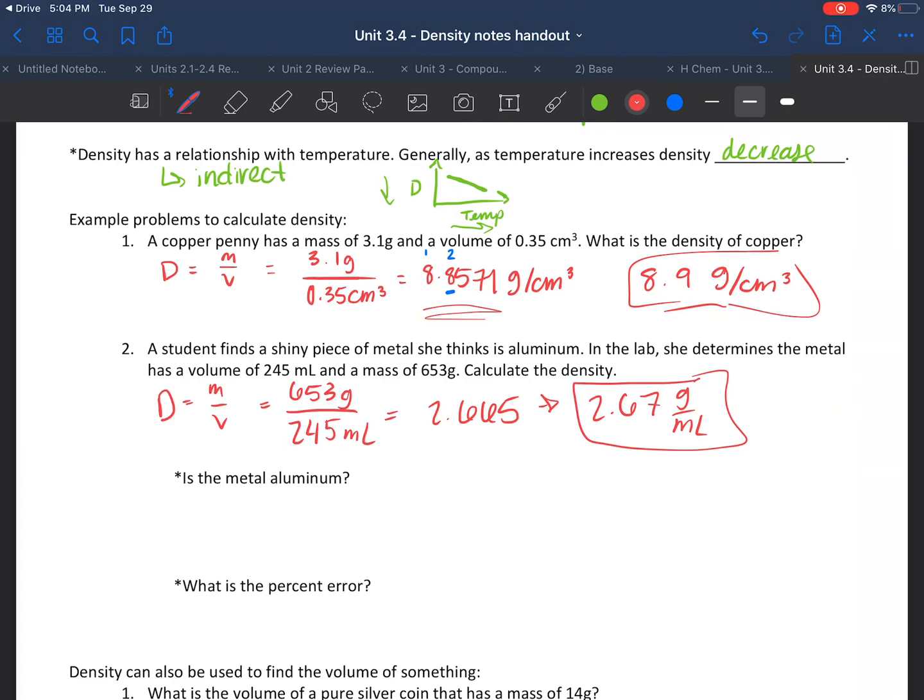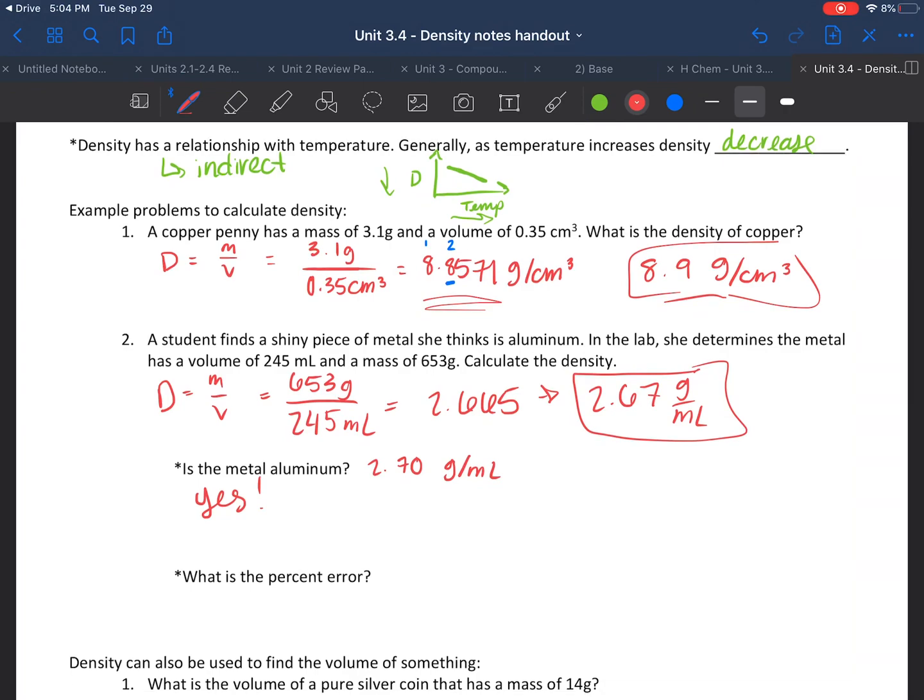Now, is the metal aluminum? So if you remember from the table from your lab, you had the density of aluminum on there. Otherwise, it's in your book. Aluminum's known density is 2.70 grams per mL. So, is it aluminum? Yes, I would say it's close enough to be considered aluminum.